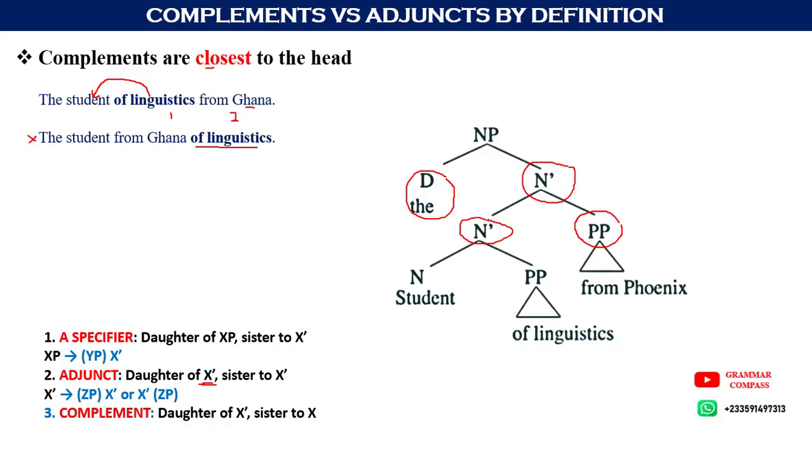Now, we are done with all the adjuncts in the sentence. The next step is to check whether we have complements. So what complements do we have? We have of linguistics, and we said that it is the closest to the head. The complement must be a daughter of an X-bar and a sister to the X, which is the head. We have the same thing over here. This is our complement of linguistics, and we can see that it is the daughter of the N-bar and a sister to an N. So this is one way to also distinguish complements from adjuncts. Complements are closest to the head.